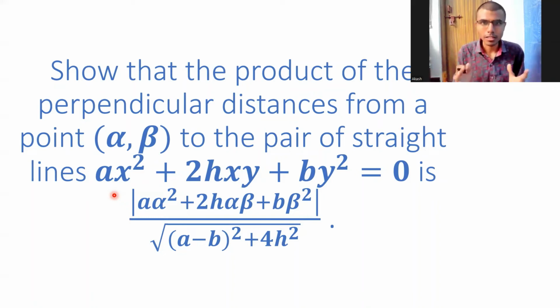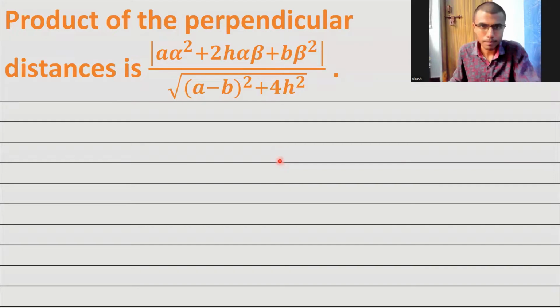Hello learners. Now we are going to take up this question from pair of straight lines. Basically, we need to show that the product of perpendicular distances from a point to the pair of straight lines ax square plus 2hxy plus by square is equal to 0 is this. I'm going to go in a very step-by-step, systematic manner. So please stay with me.